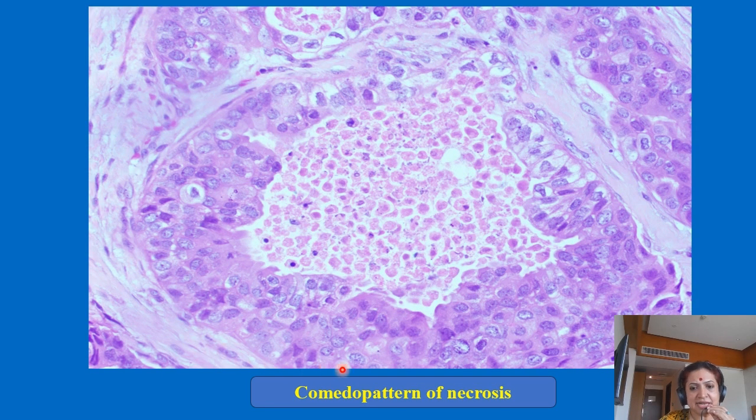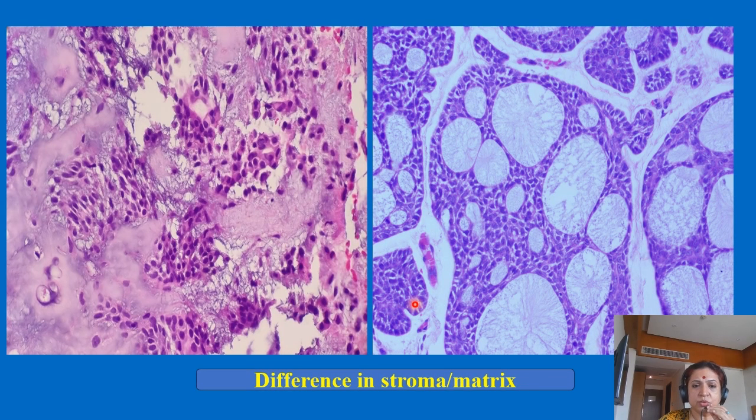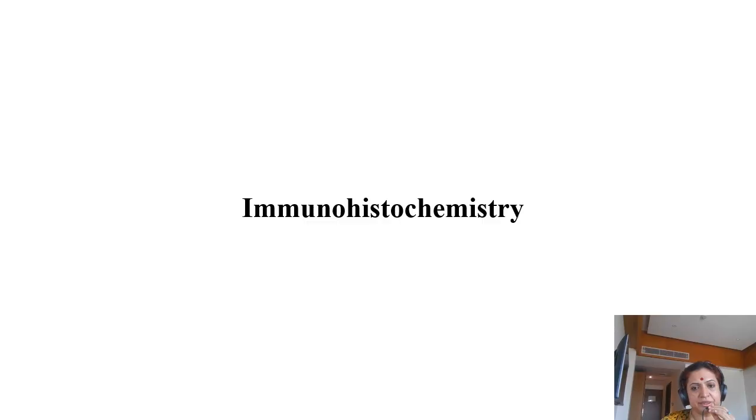So this is a salivary duct carcinoma, like in your breast carcinoma, where you see this nest of cells with a central comedo pattern of necrosis, a high-grade tumor. Now, the difference in stroma, we have discussed while we were discussing the FNA. So this is the chondromyxoid matrix, the fibrillar matrix that you see in the pleomorphic adenoma, and this is the hyaline matrix that you see in an adenoid cystic carcinoma.